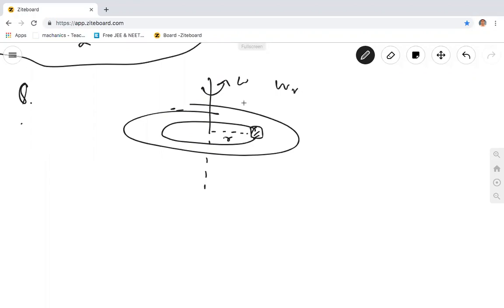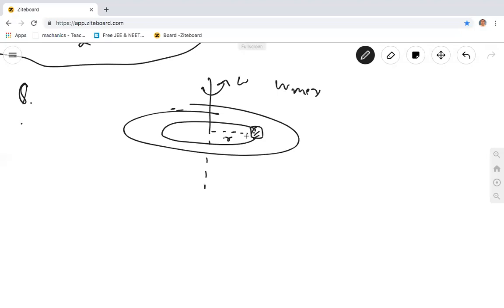omega max. If you increase this omega and rotate it faster and faster, there's a possibility that this object will skid away. It will move away from the disk. We have to find omega max above which this object will skid. I mean, less than this omega, it will remain moving in a circle. More than this omega max, it will skid off. So how can you solve this question?